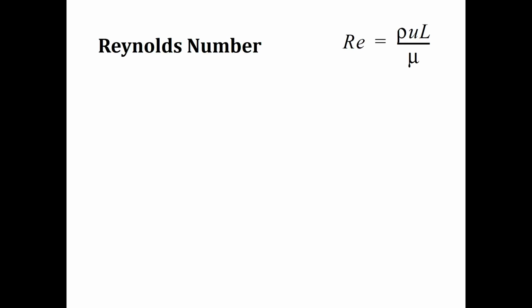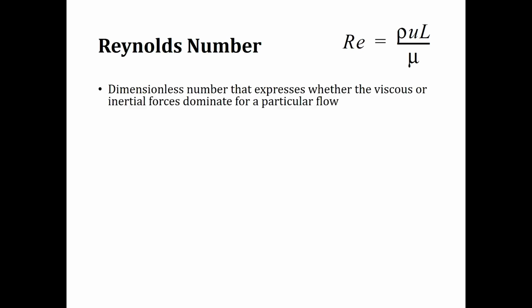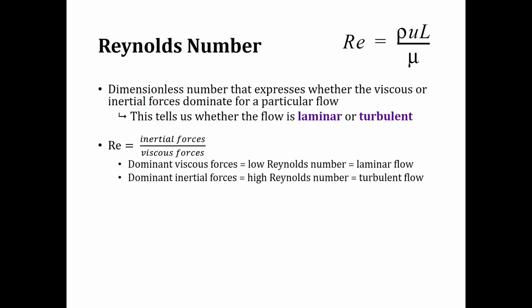So, an important concept again in this lab, which you looked at two weeks ago: Reynolds number. This is coming back again. The Reynolds number is a dimensionless number that expresses whether the viscous or inertial forces dominate for a particular flow. It's a ratio of the viscous forces, that's the bottom term, to the inertial forces, that's the top term. And this is important because it tells us whether the flow is laminar or turbulent.